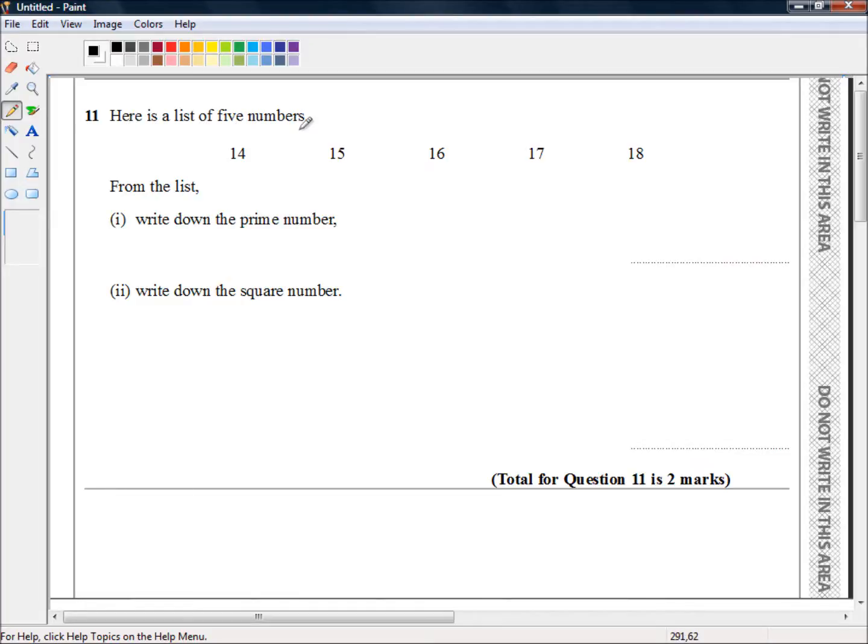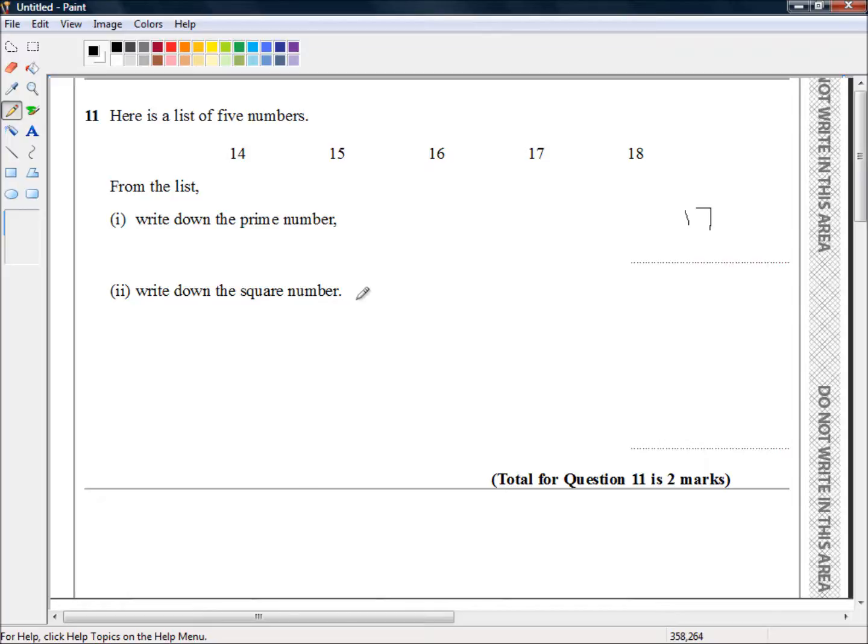Here is a list of 5 numbers. From the list, write down the prime number. Okay, so if you've memorized your prime numbers, and I do recommend that you do, then you just spot it straight away on the list. It's 17 and you move on to the next question.